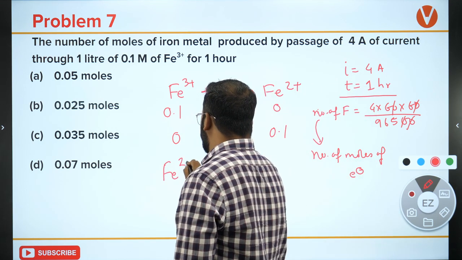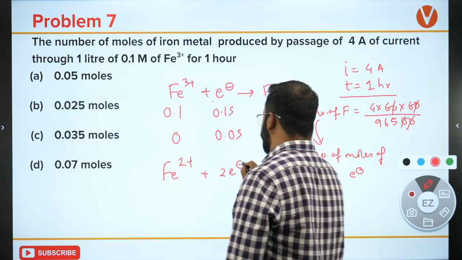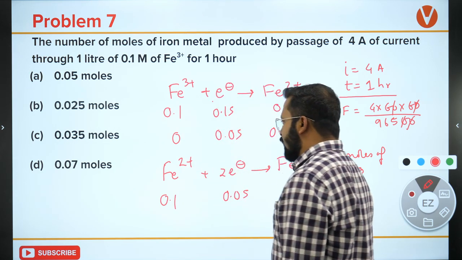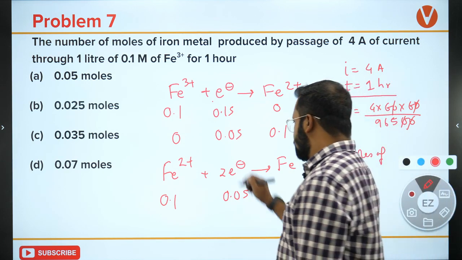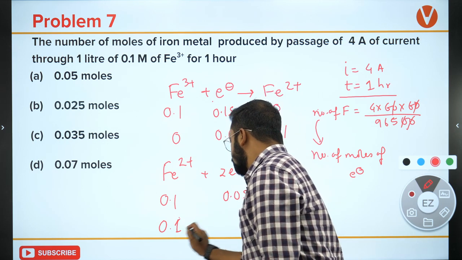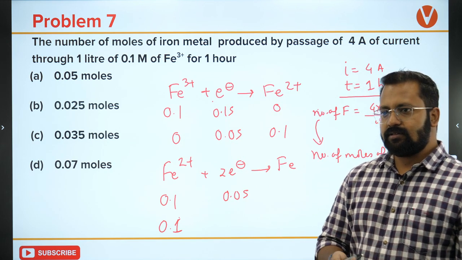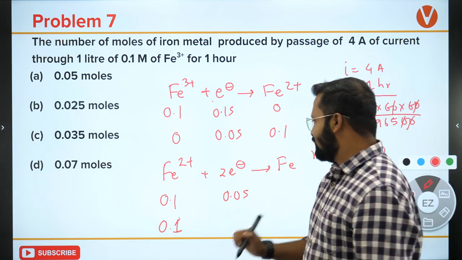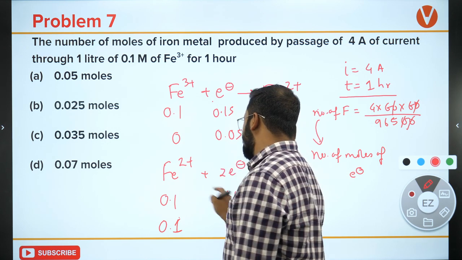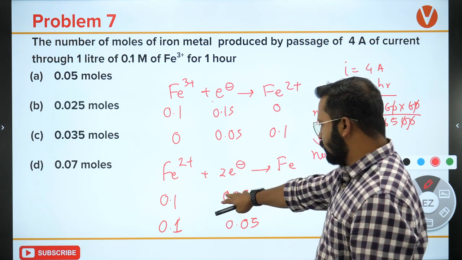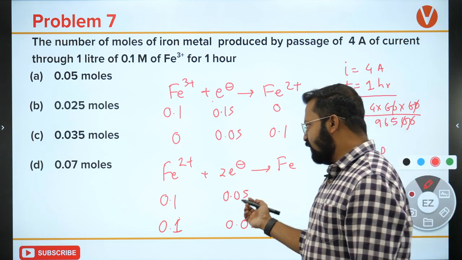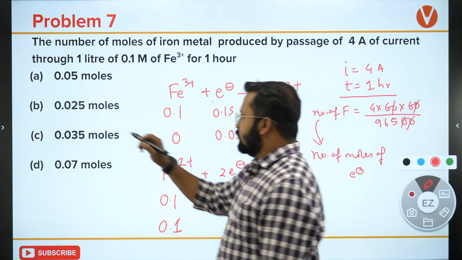Now Fe2 plus will take up 2 electrons and will change into Fe. So 0.1, 0.05. How much will be utilized? 0.1. The answer will be 0.05. How much should be utilized? For 0.1, 0.2 should be needed. So 0.05 will reduce how many moles? 0.05 will reduce 0.05. So what answer should come? The right answer should be B.